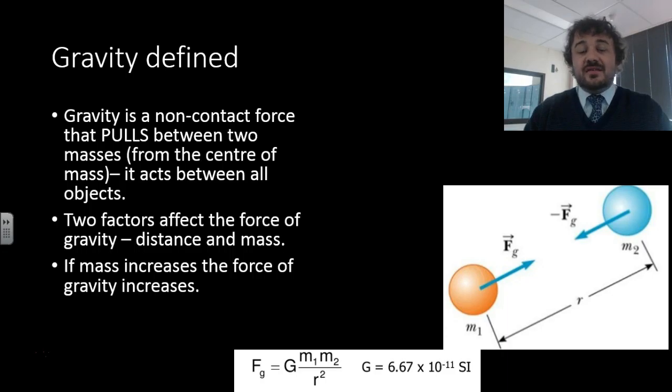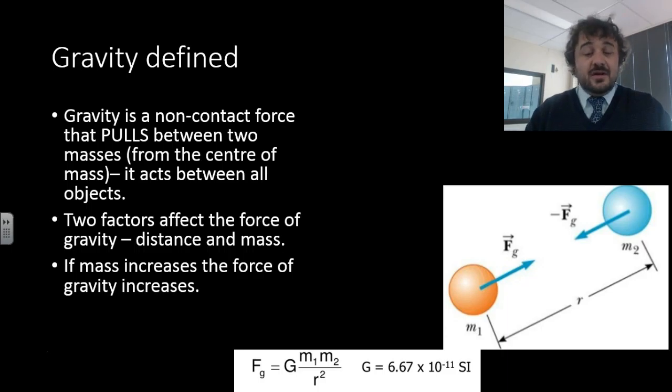So if the mass increases, the force of gravity increases, and that's because the number on top of the fraction becomes larger. So if r equals 1, and you go from having two masses of 1 to two masses of 10, the masses combined multiplied is 1 divided by 1, that gives you a force of 1 times G. But if you're looking at a combined mass of 100, you divide that by 1, well then your gravity is much, much stronger.